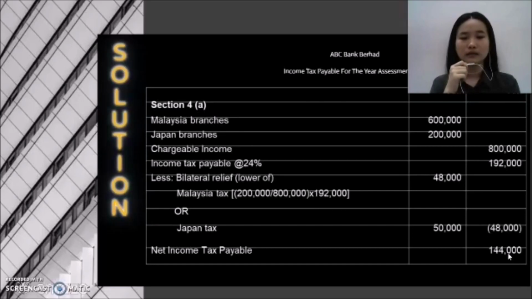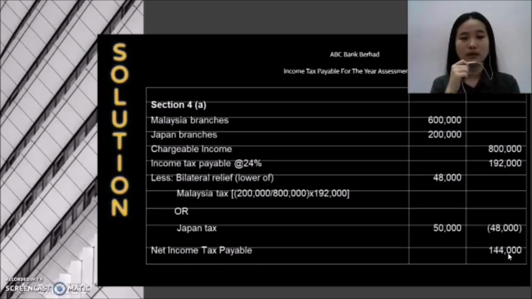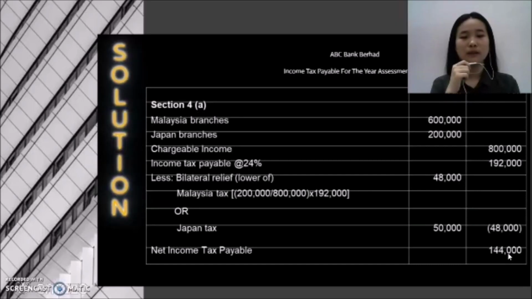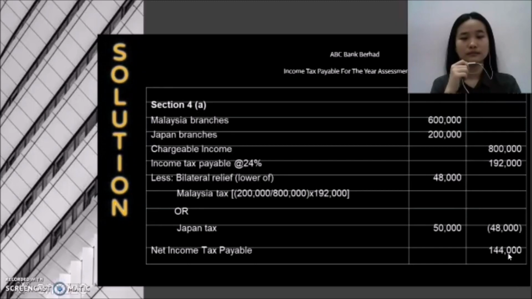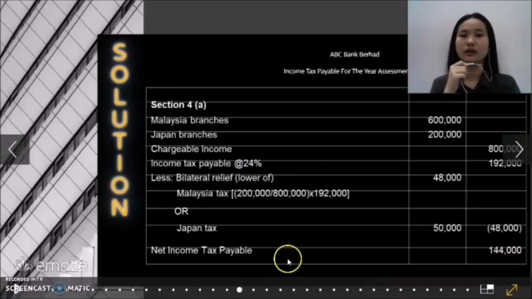For the Malaysian tax, we will get 48,000, and for the Japan tax, we will get 50,000. So here we choose the lower amount, which is 48,000, and minus it from the income tax payable to get the net income tax payable of 144,000. Now I will pass to my friend, and later on I will continue back with the interest payment.